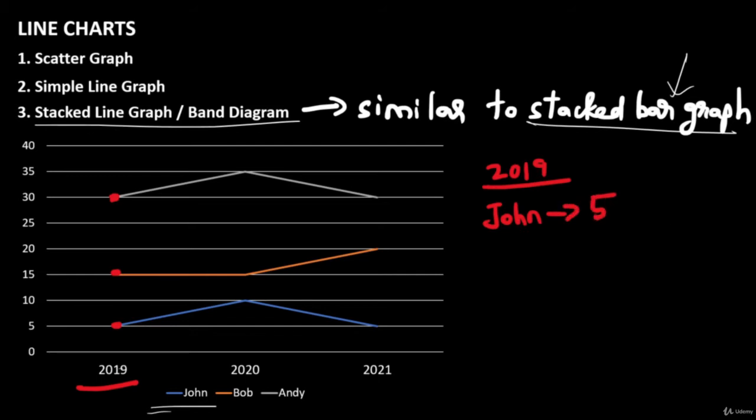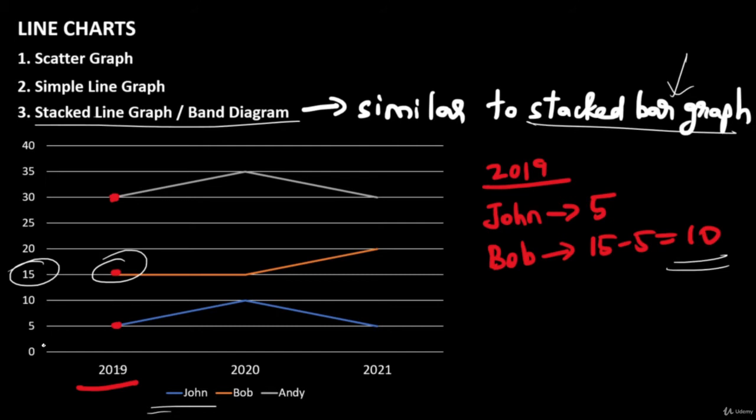Now over here you can see that orange in this point is at 15, right? Now if it is given in the question that this is a stacked line graph, then how do we interpret this point over here? This means that in the year 2019, Bob scored 15 minus 5, which is 10. He scored 10 goals, which is this distance over here. And when it comes to Andy, he scored 30 minus 15, which is this distance over here, which is equal to 15.